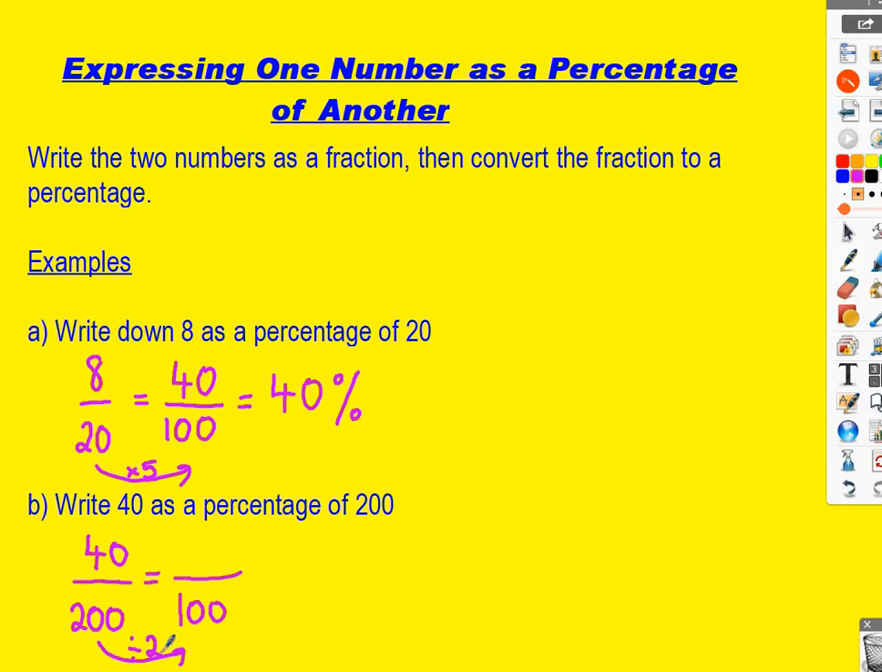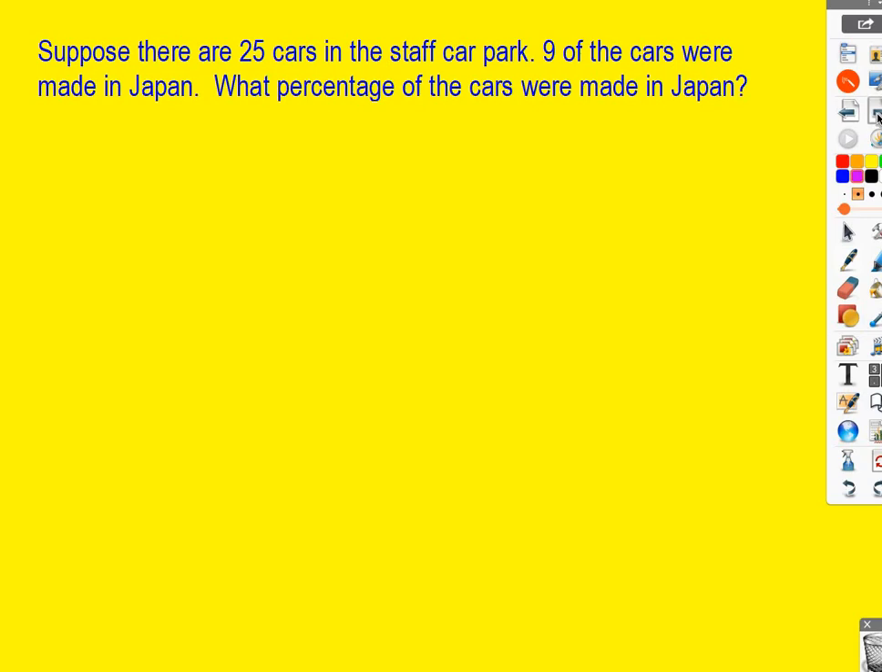So 40 divided by 2, or half of 40, gives me 20. 20 out of 100 is 20%. So 40 as a percentage of 200 is 20%. A wordy question now to have a little look at. Same principles apply, however. Suppose there are 25 cars in the car park. 9 of the cars were made in Japan. What percentage of the cars were made in Japan?